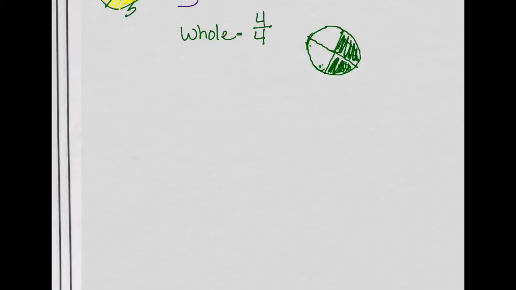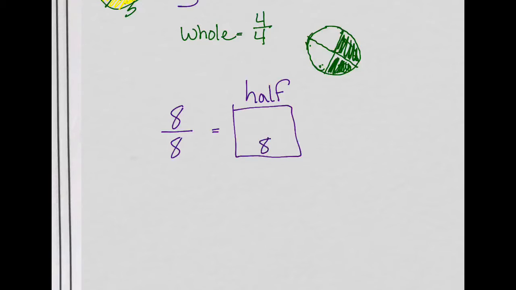Let's do eighths. 1 whole is 8/8. Okay. Half of 1 whole would be what? Well, there's still 8 available pieces. So half of that, half of this 8 right here would be 4. 4/8 is half. Well, let's draw it and make sure.